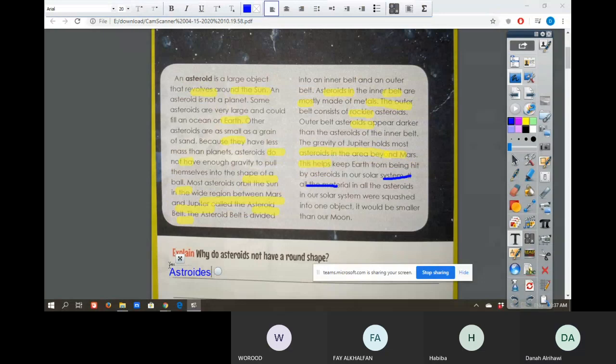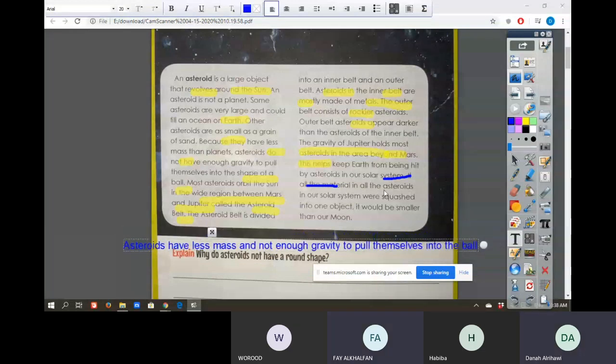Asteroids have less mass and not enough gravity to pull themselves into the shape of a ball. Keep going with your sentence. So this is what we have about the asteroids.